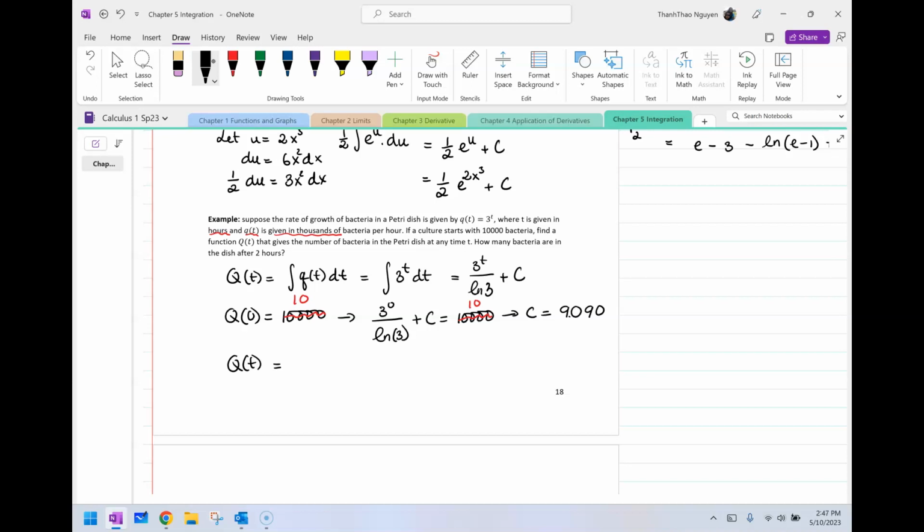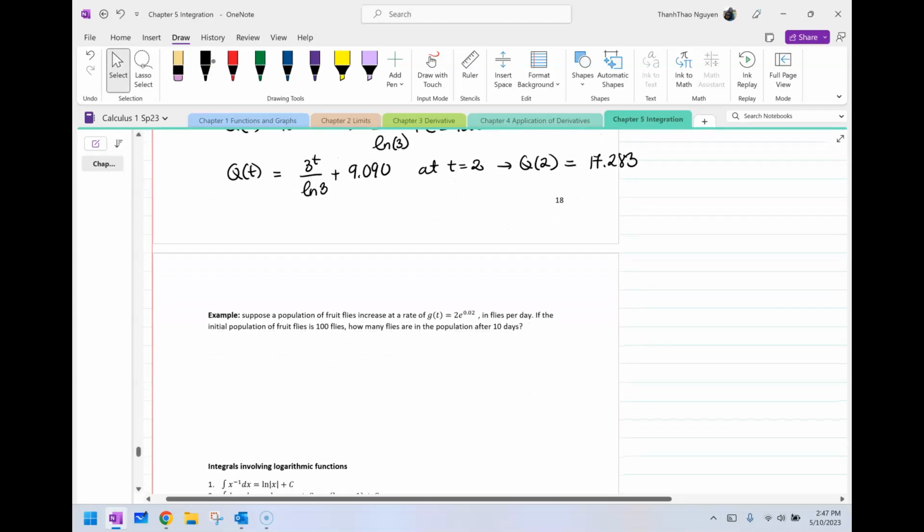Well, q of t is equal to 3 to the t divided by ln of 3 plus 9.090. At t equal to 2, q of 2 is equal to 17,283. So at 2 hours, the number of bacteria in the dish is 17,283.